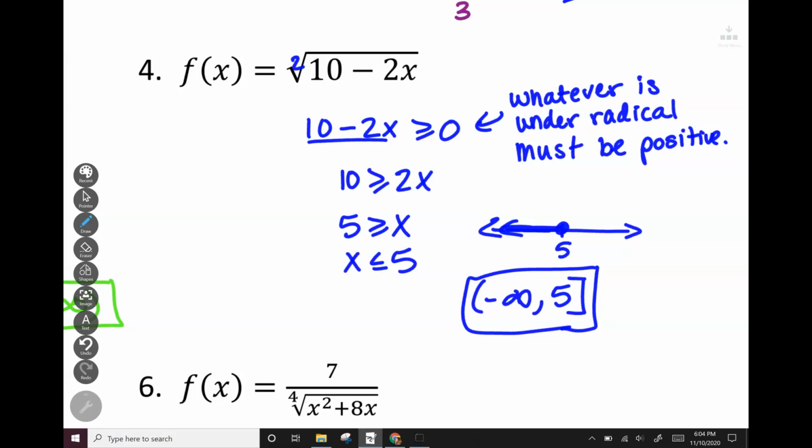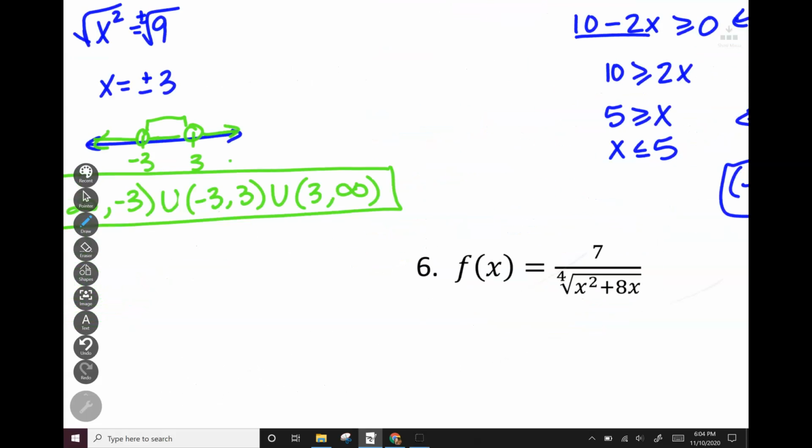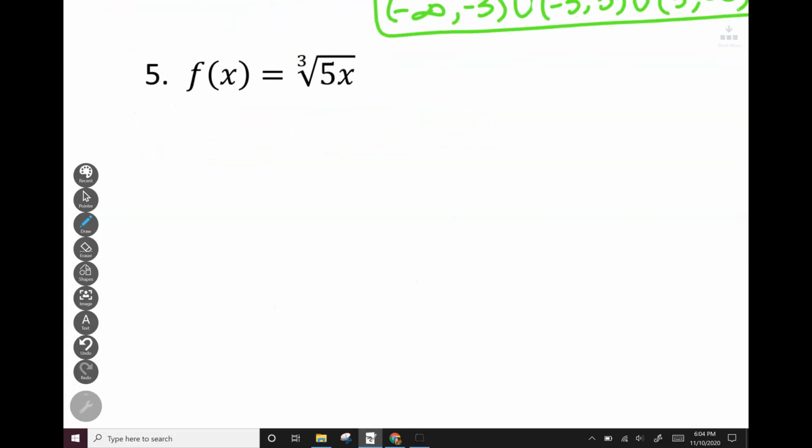Square bracket on the 5 because we can equal 5, we just have to be less than or equal to that. All right, number 5. On number 5, I've got a cube root. That's not an even root. I can take the cube root of a negative number.